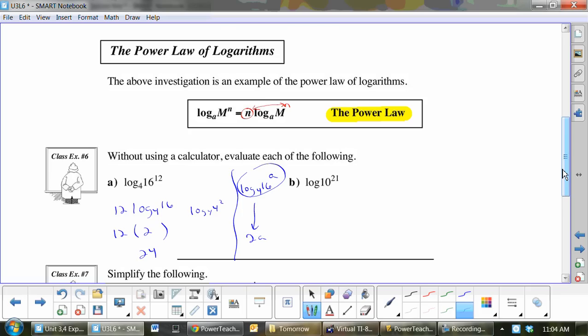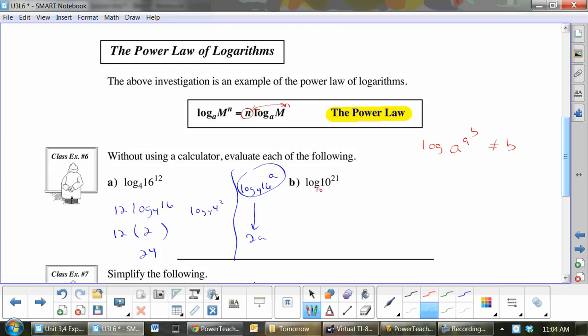Okay, log 10 of 10 to the 21, what's the answer? You should be able to look at that and know the answer. 21. Why? Because there's a little 10 there, right? Remember, log a of a to the b equals b. Now remember, if you just have a to the a to the b, that does not equal b. You need to have a log there.